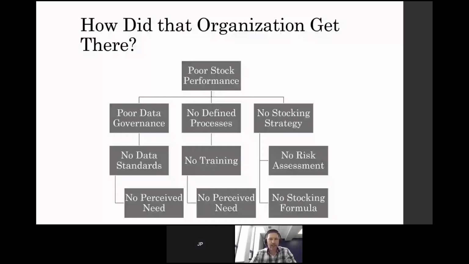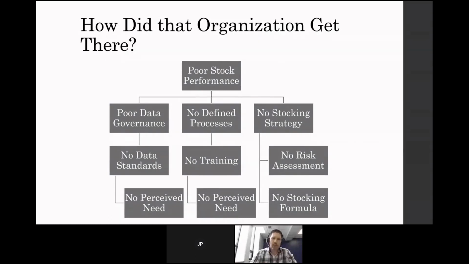Now, if we do a miniature fault tree analysis, we can see that there's a lot of reasons why we get poor stock performance in our storeroom we just talked about. One is poor data governance. Now, what is data governance? Well, data governance is really the process of ensuring that our data is managed correctly throughout its life. How do we identify and set up new items? What fields are mandatory? What fields are optional? What's in those fields? That's all data governance.